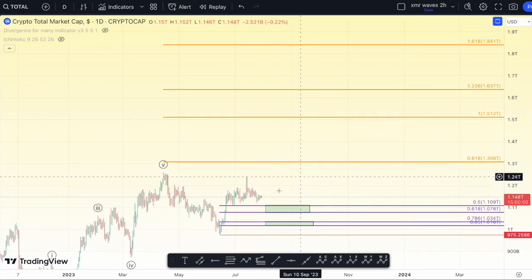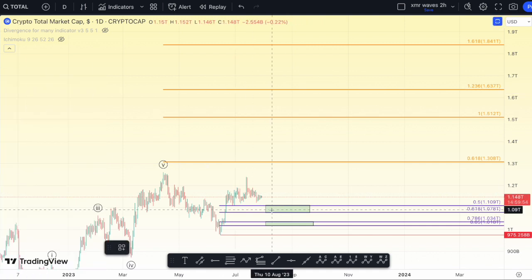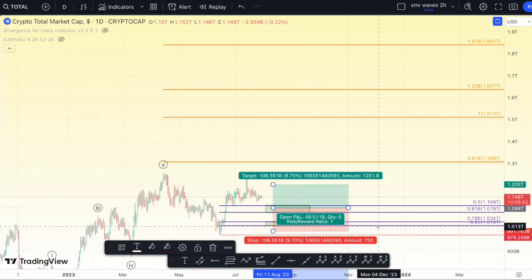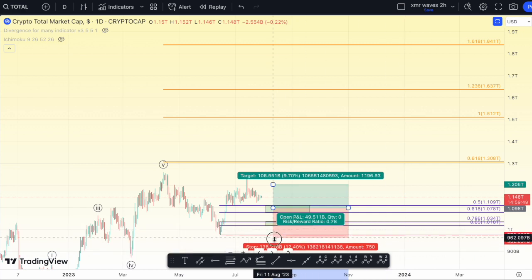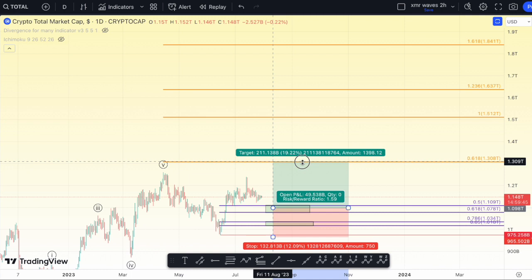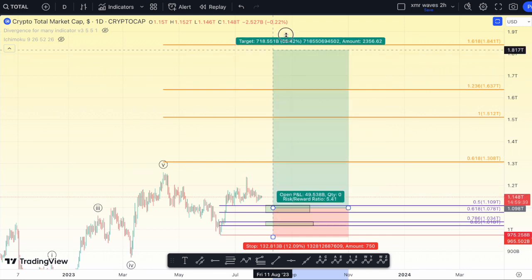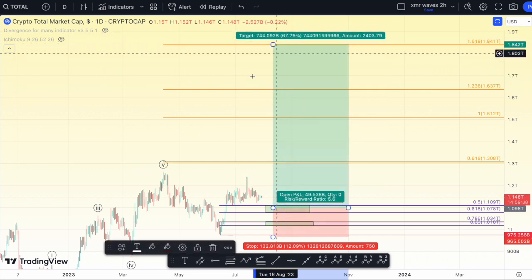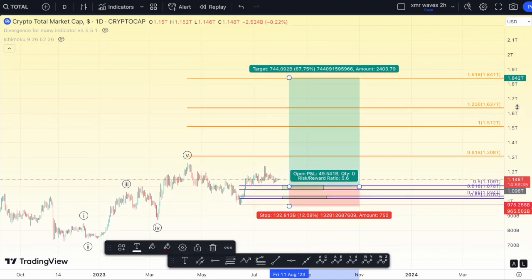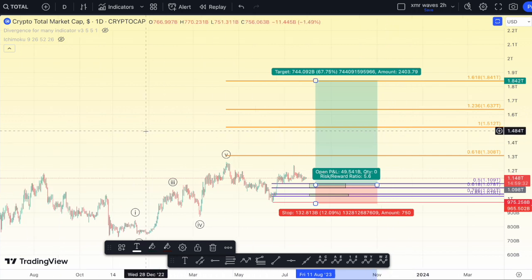And based on my trading strategy, if I'm buying here with this stop loss, what I'm going to do here is risk free my position. So this is the first target where I'm going to risk free my positions and then leave the rest for all of these targets. And yeah, that's pretty much it, the way I see it on the total market cap for crypto.